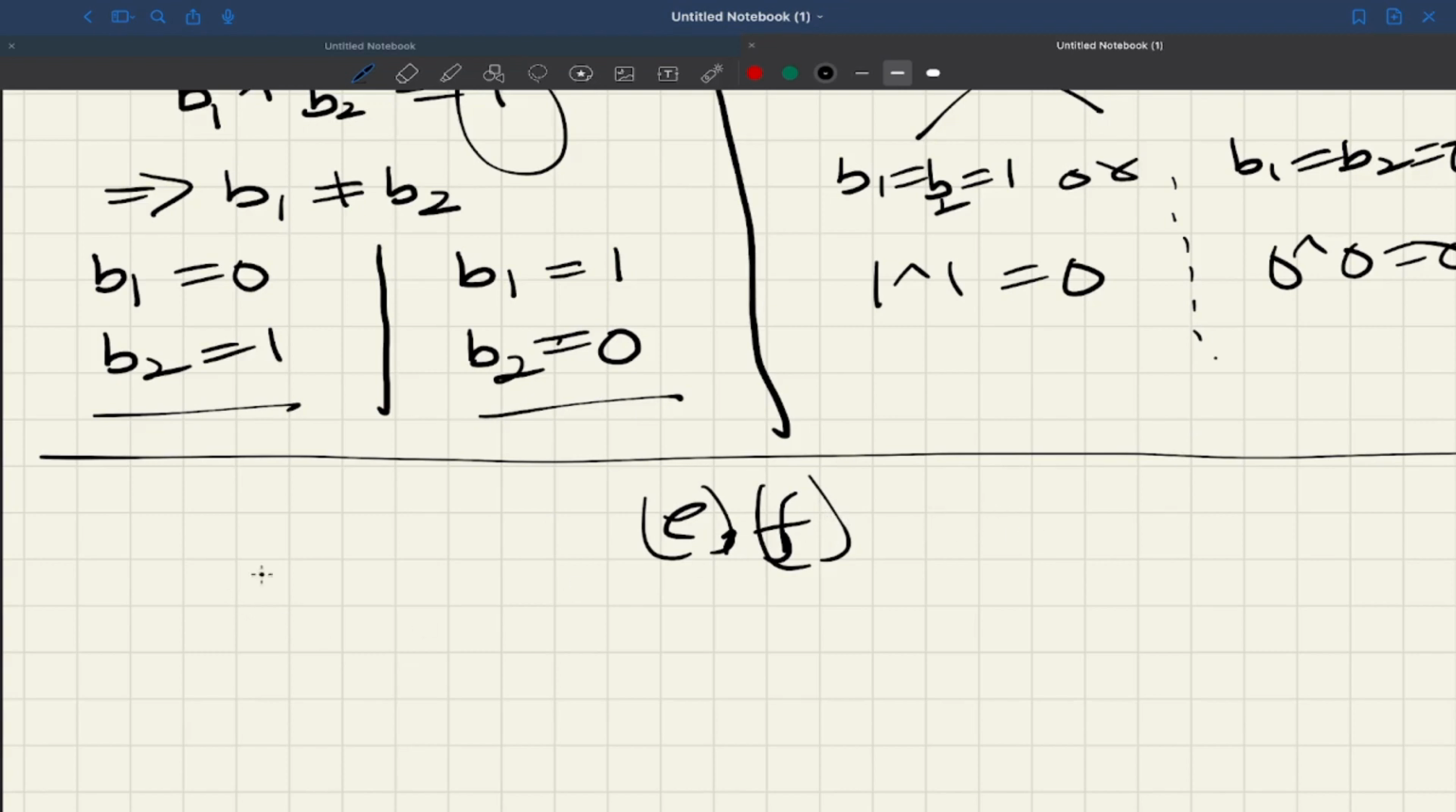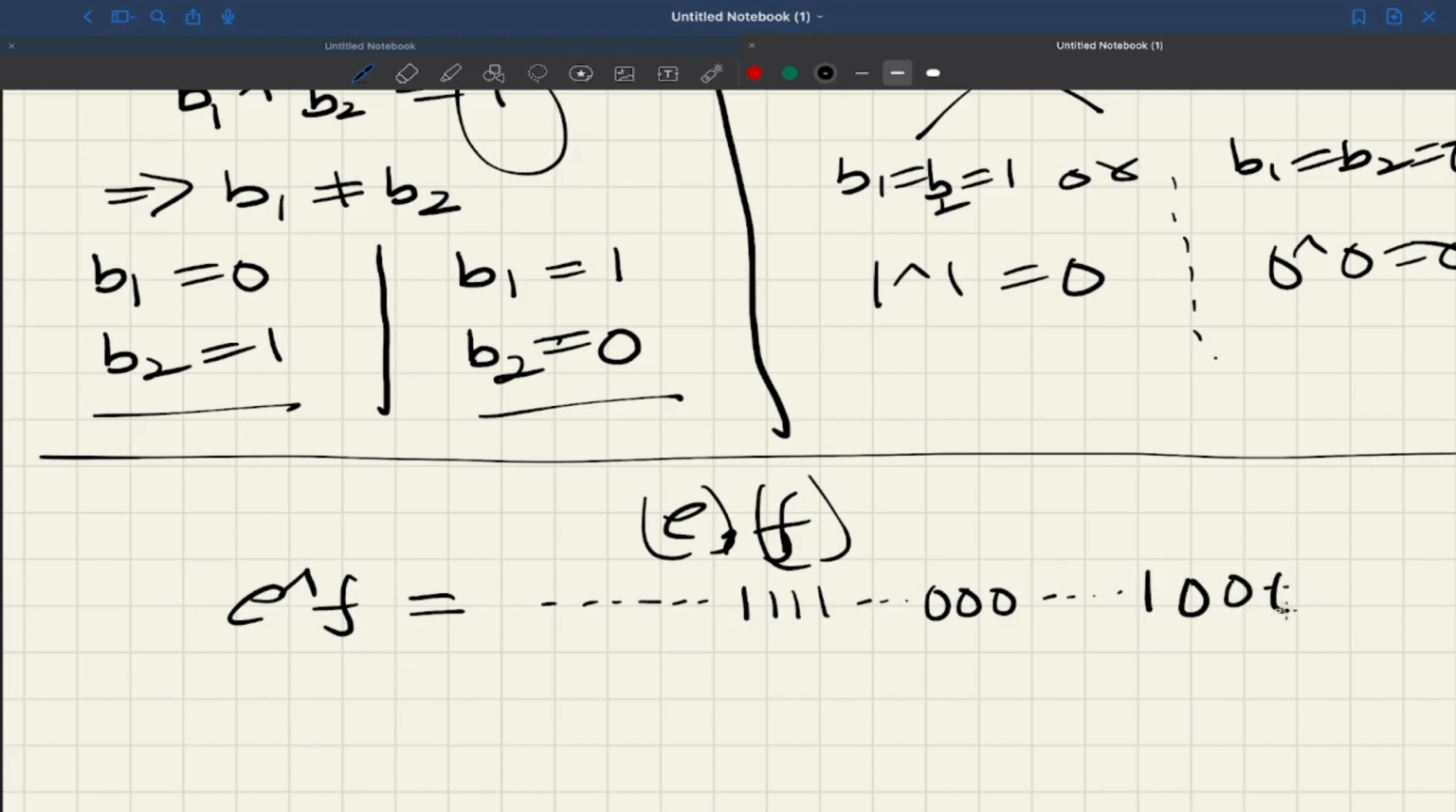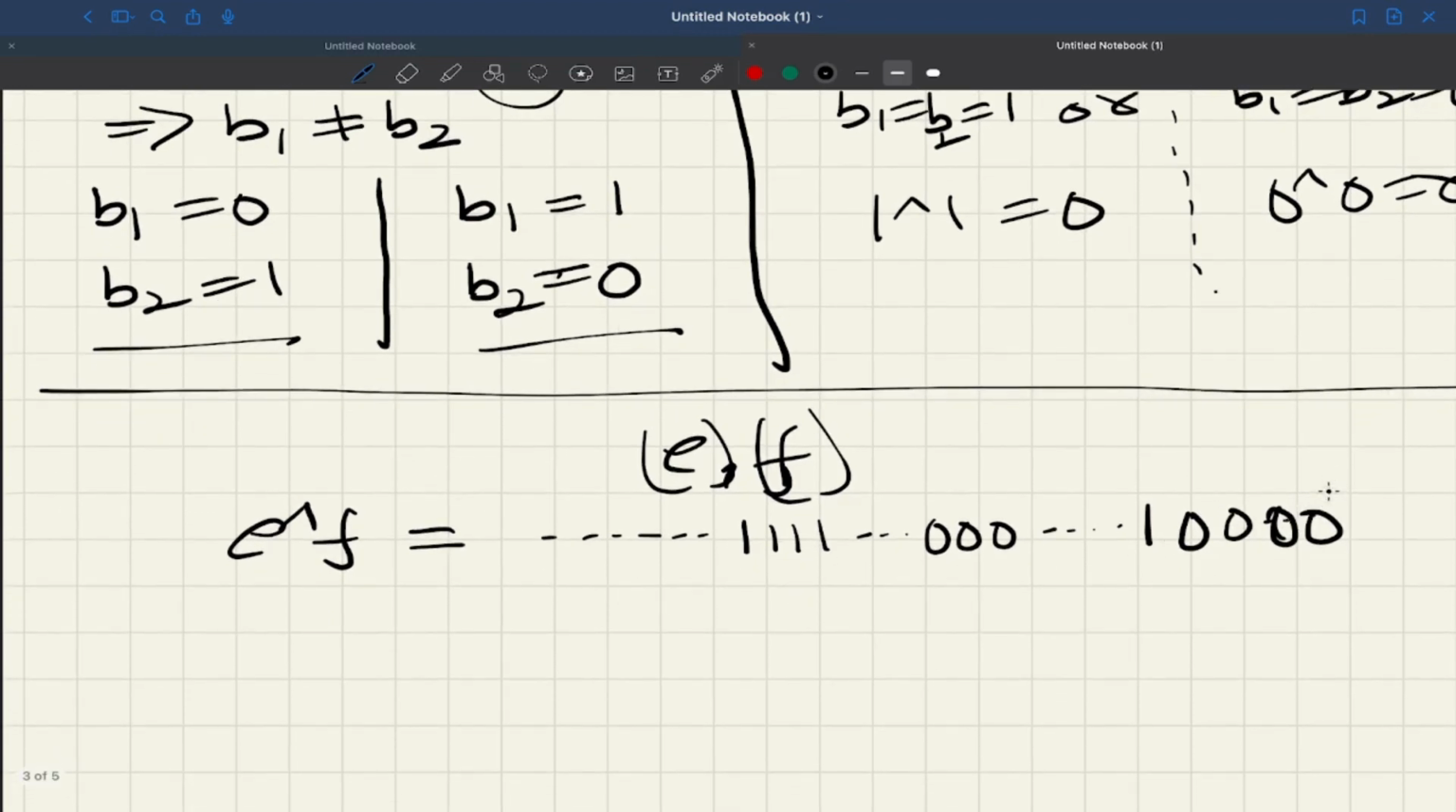Let's say E XOR F is equal to something like this. Let's say here we have some bits, then we have some 1, then we have some zeros, then a 1, and then let's say I have 0 0. After that, let's say I have 0 only. There is one possible value of E XOR F, right? So from right to left, we see some zeros, then a 1.